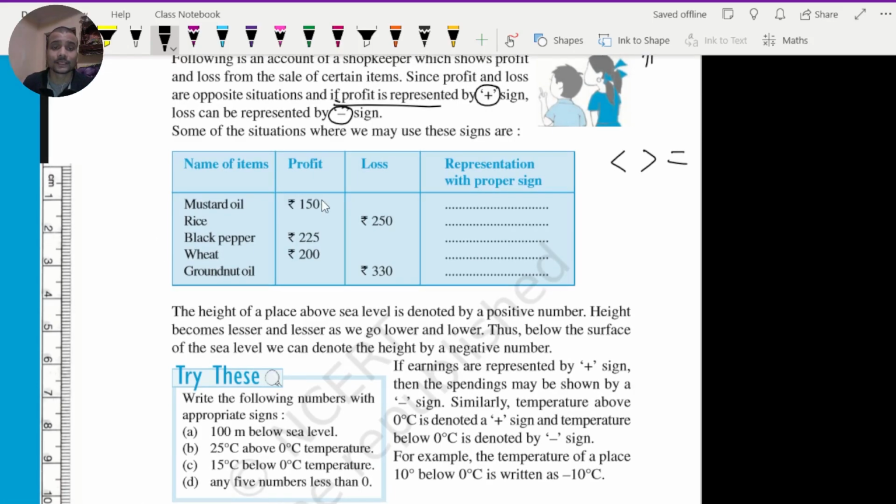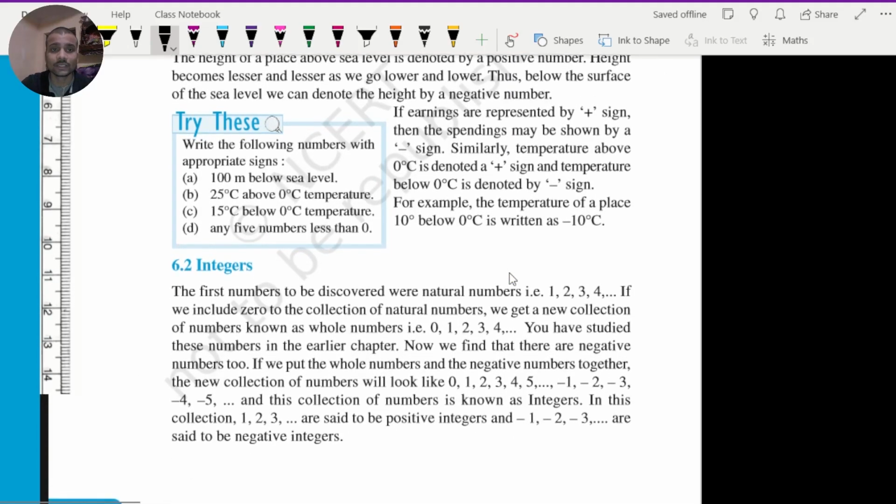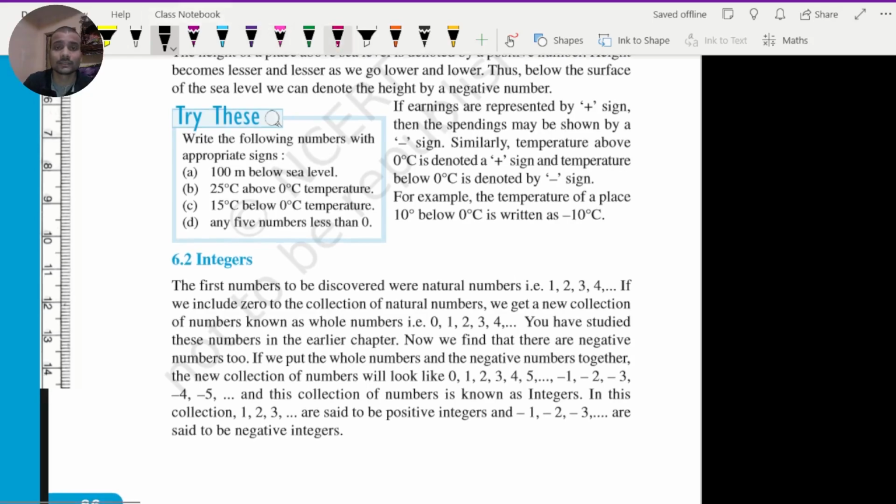First, say there is a profit of 150 rupees and a loss. What has been said? Profit means this is a plus, loss is minus. You can write it here. Again, here is one example given. Try this.